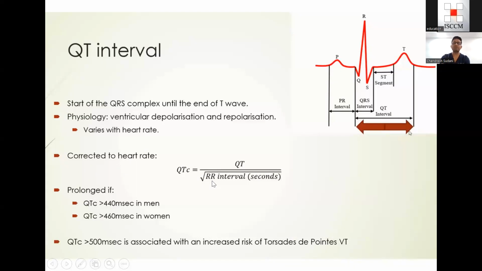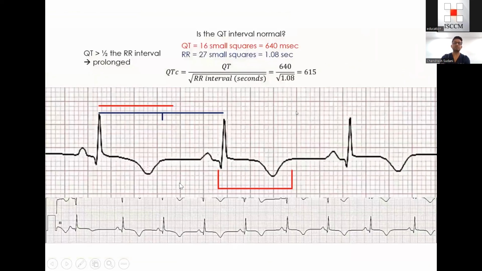So if it is more than 440 milliseconds, then it is considered prolonged. This is for male gender. And if it is more than 460 milliseconds in female patients, you should consider that QT is prolonged. Now, again, in this ECG, if somebody tells you to look at the QT interval, you can see almost 1, 2, 3, measure 3 small, almost more than 3 large squares, and it roughly comes to about 16 small squares. So here the QT is almost 640 milliseconds, which is definitely considered a prolonged QT.